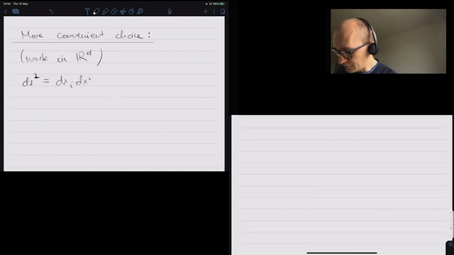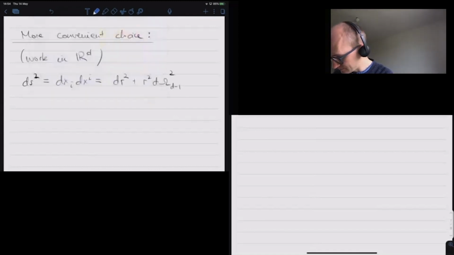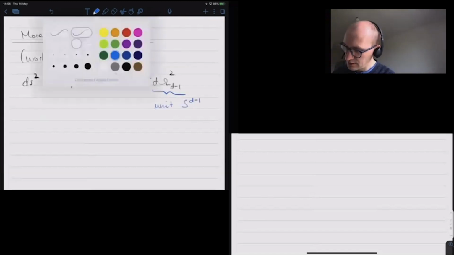But what I can do, of course, is choose a radial direction, the length of the vector x^i, and I can write this as dr squared plus r squared times, and then the leaves of the foliation are (D-1)-spheres. So this thing here is the metric on a unit (D-1)-sphere.